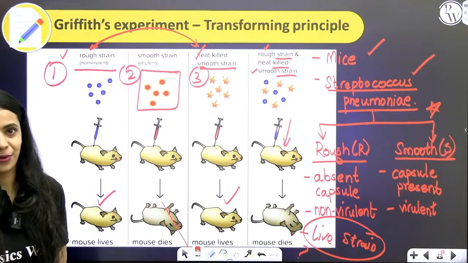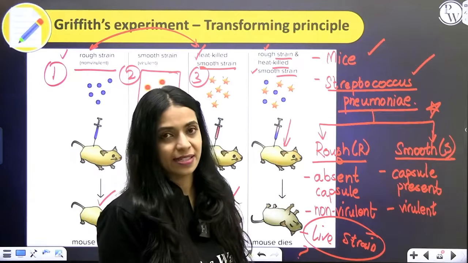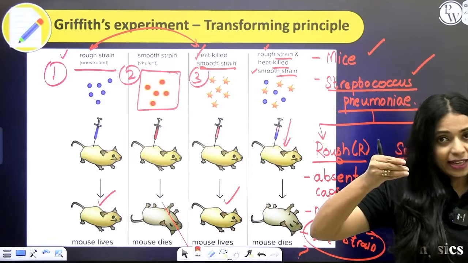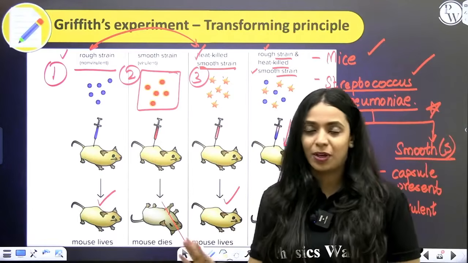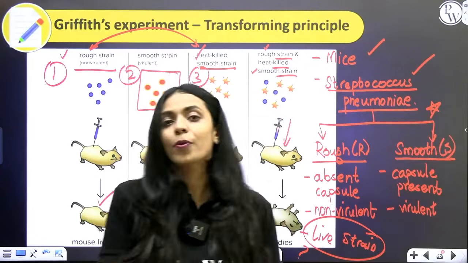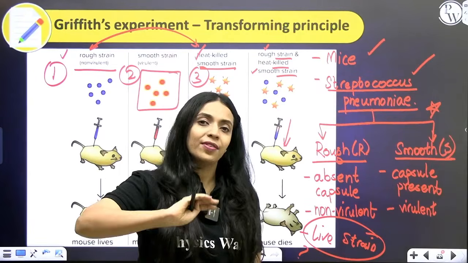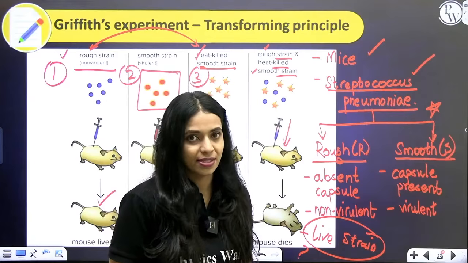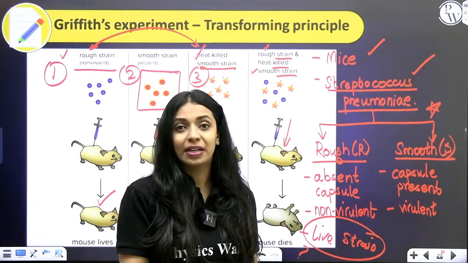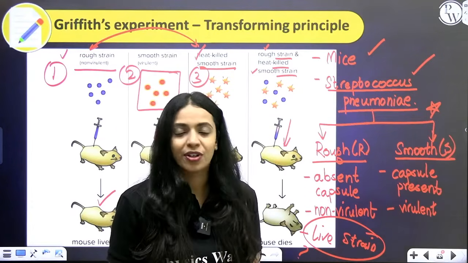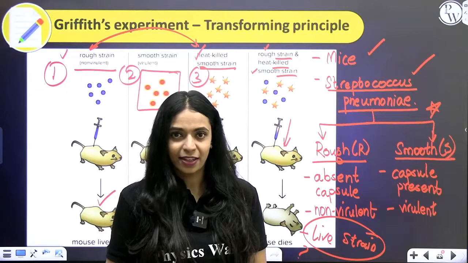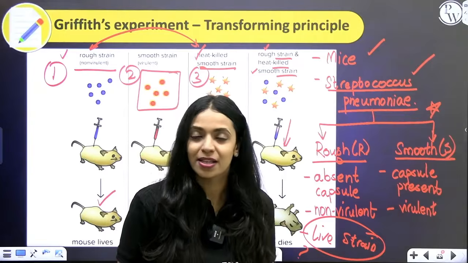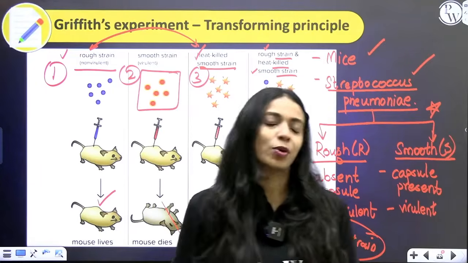How could it have happened? What are the two possibilities? Either the heat-killed S has come back to life and become live S, or possibility two, live R for some reason has transformed into live S. The first possibility cannot happen in real life. Somebody that has died cannot come back to life. That can happen only in TV serials, not otherwise. So here you can rule out that possibility.